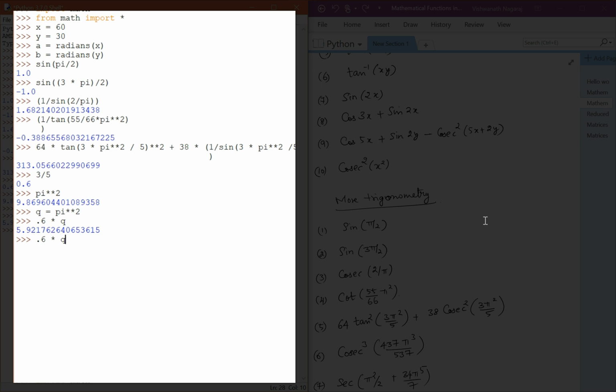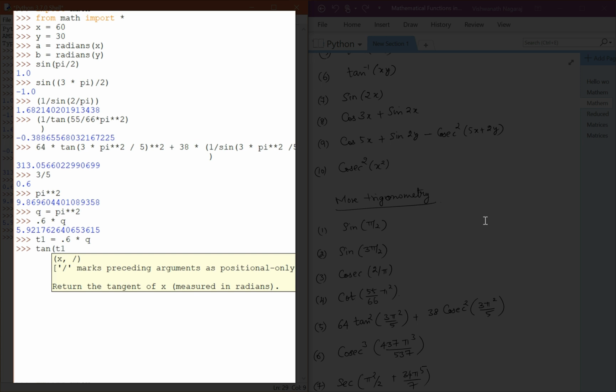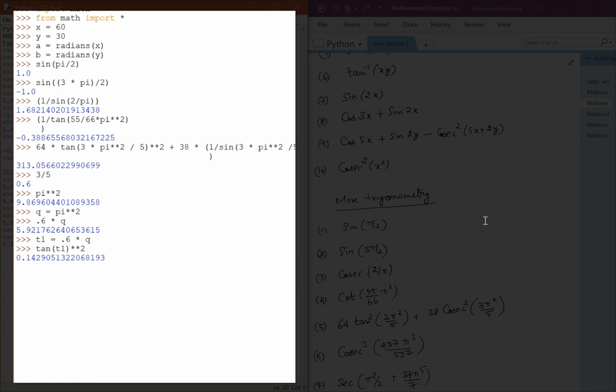So let's again store it in a variable. T1 is equal to 0.6 times q. Now we have to take the tan of T1 square, and multiply it with 64. So we get this. Similarly we do for 38 cosec square 3 pi square by 5, and then add those two results. Okay, just try it out.